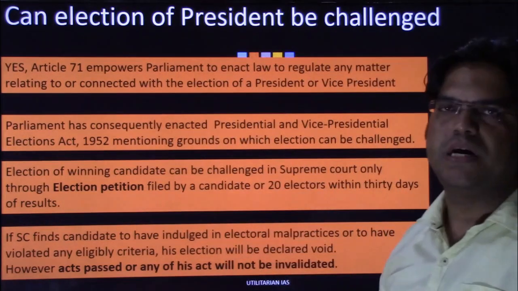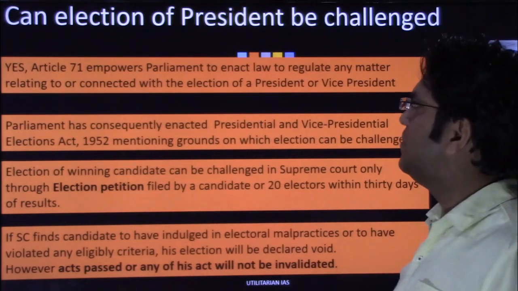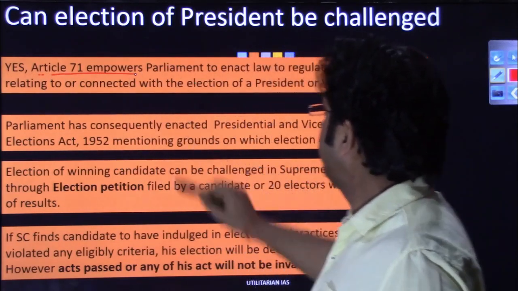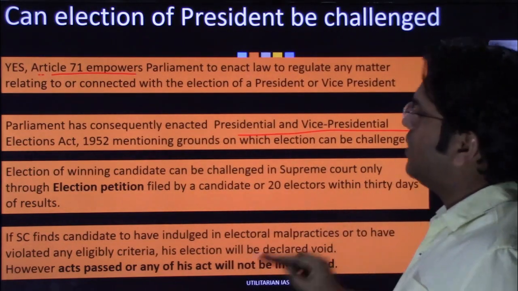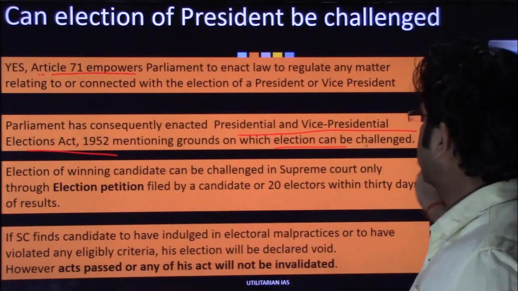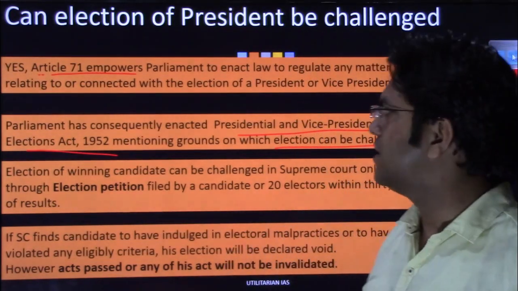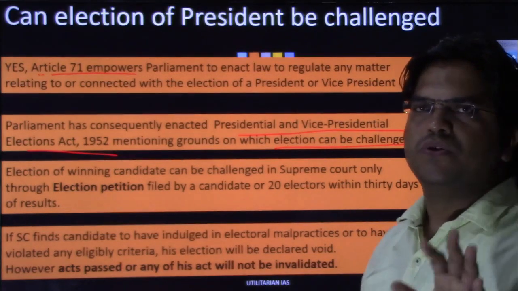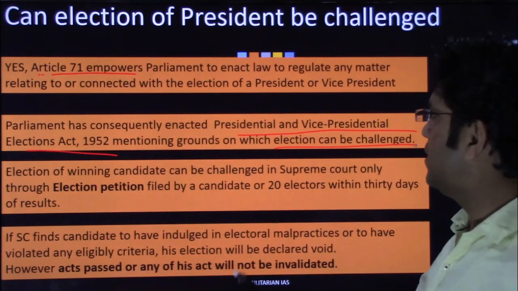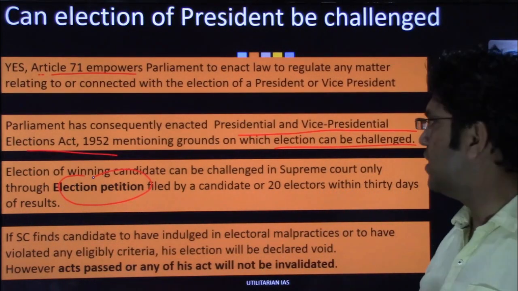So Article 71 empowers parliament to enact some law which will have certain grounds on which this election can be challenged. And in pursuance of power extended to parliament under this Article 71, parliament has already enacted the Presidential and Vice Presidential Election Act 1952, which has grounds mentioned on which election can be challenged, right? So election commission conducts the election of vice president and president. The candidate who has contested against the winner does have locus standi to file an election petition, but that election petition should be filed within 30 days of declaration of result.